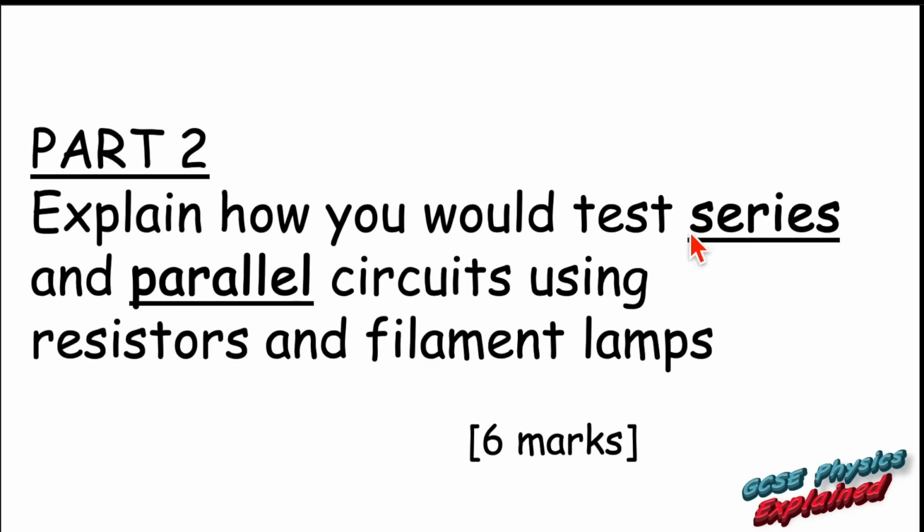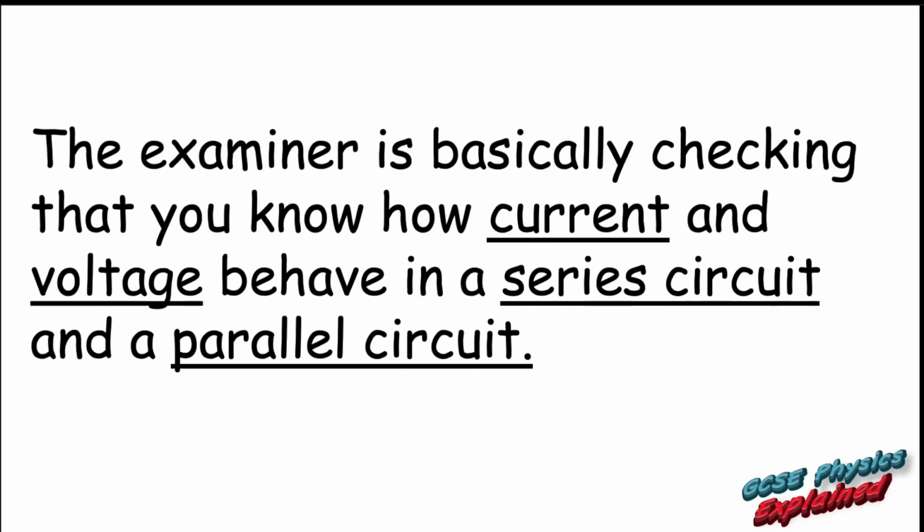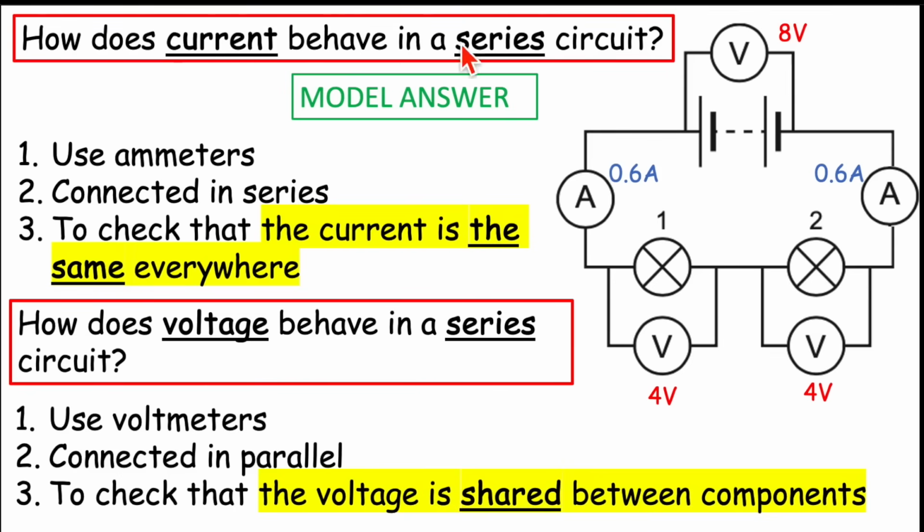Right, part 2. Explain how you would test series and parallel circuits using resistors and filament lamps. 6 marks. The examiner is basically checking that you know how current and voltage behave in a series circuit and in a parallel circuit. So, how does current behave in a series circuit? Well, basically the current is the same everywhere, and to check that, we'd use ammeters connected in series, such as this. So you've got 1 ammeter at the start and 1 ammeter at the end, and if this is 0.6 amps here, it should be 0.6 amps there.